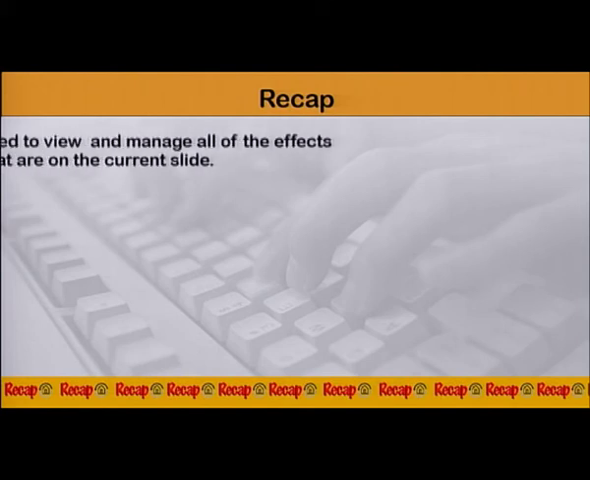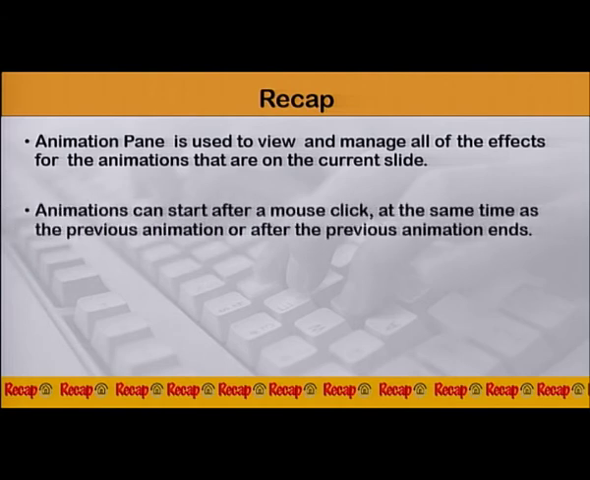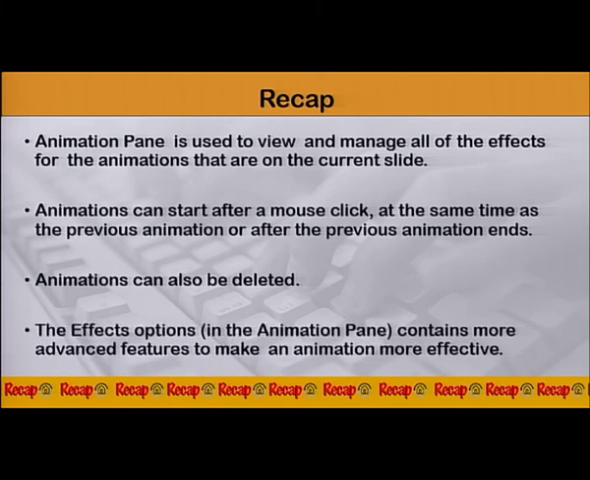Now it's time for a recap of today's lesson. Animation pane is used to view and manage all of the effects for the animations that are on the current slide. Animations can start after a mouse click, at the same time as the previous animation, or after the previous animation ends. Animations can also be deleted. The effect options in the animation pane contain more advanced features to make an animation more effective.